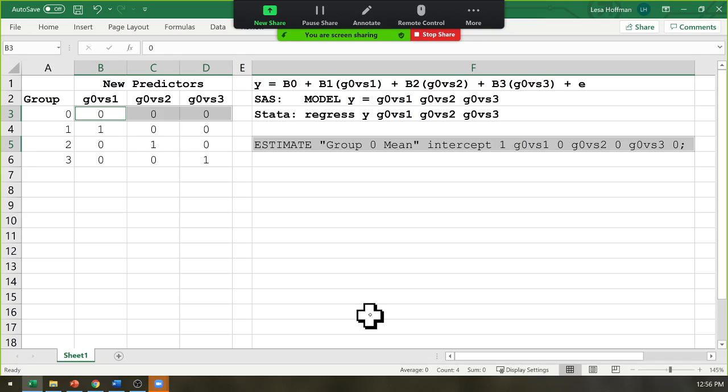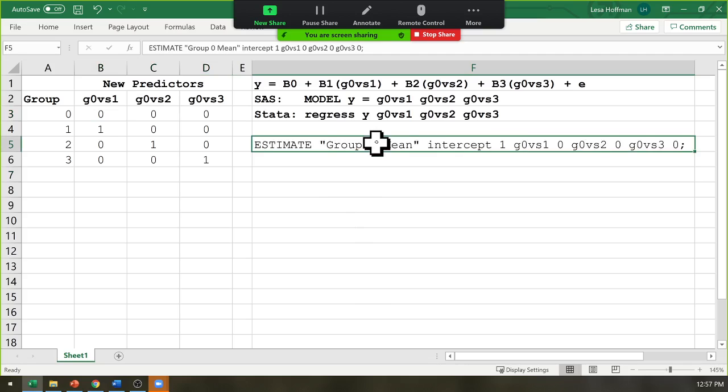Question, if you are comparing group 1 versus 3 and 2 versus 3, do we need to create variables for them also? No, we do not. They're already in the model as a linear combination of the differences relative to group 0, and that's what I wanted to show you.